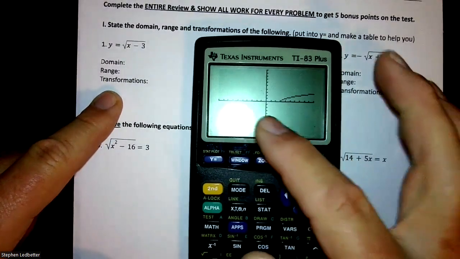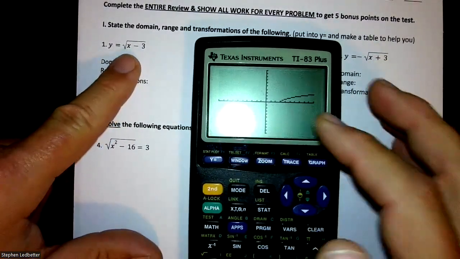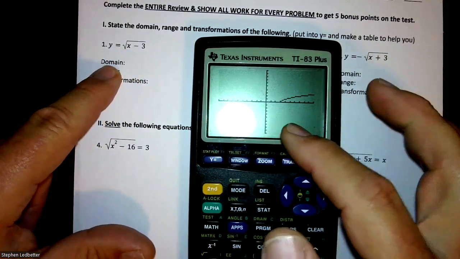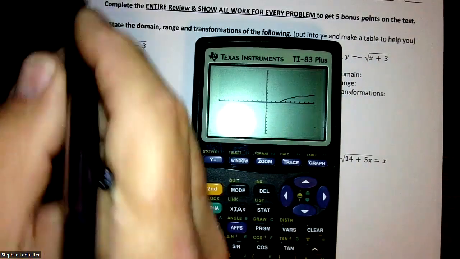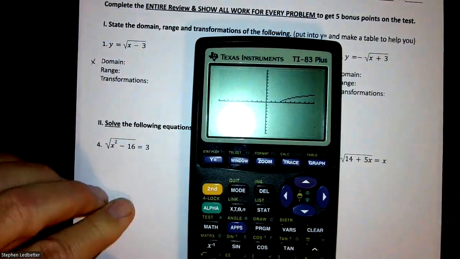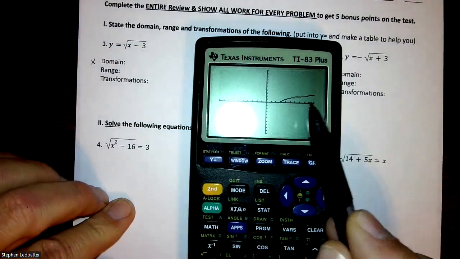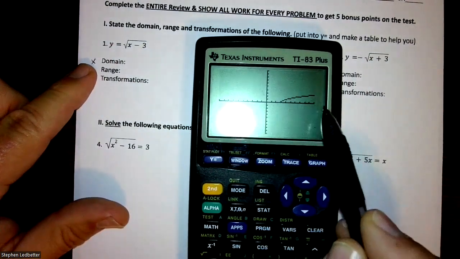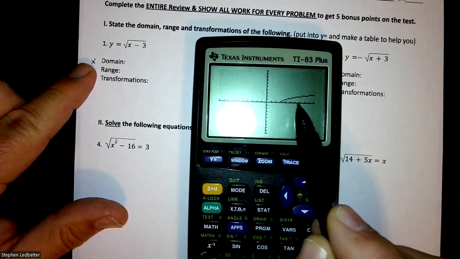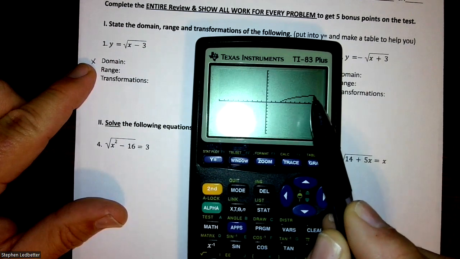Let's talk about the domain. The domain is my X values. So domain means X, and this is my X values right here. They want to know where does it start and where does it go. If you notice on the X, it starts around 3. That's where it first starts. And then it goes on, and this apparently goes on forever.